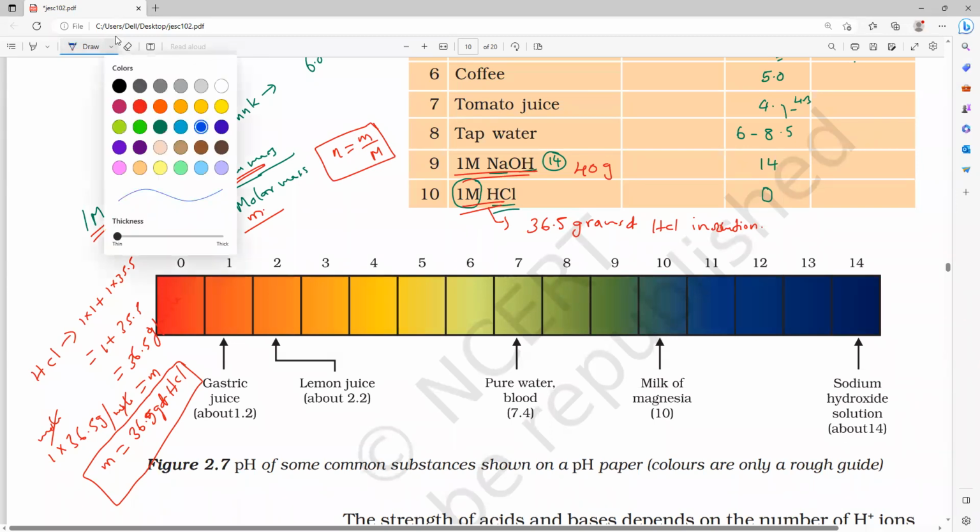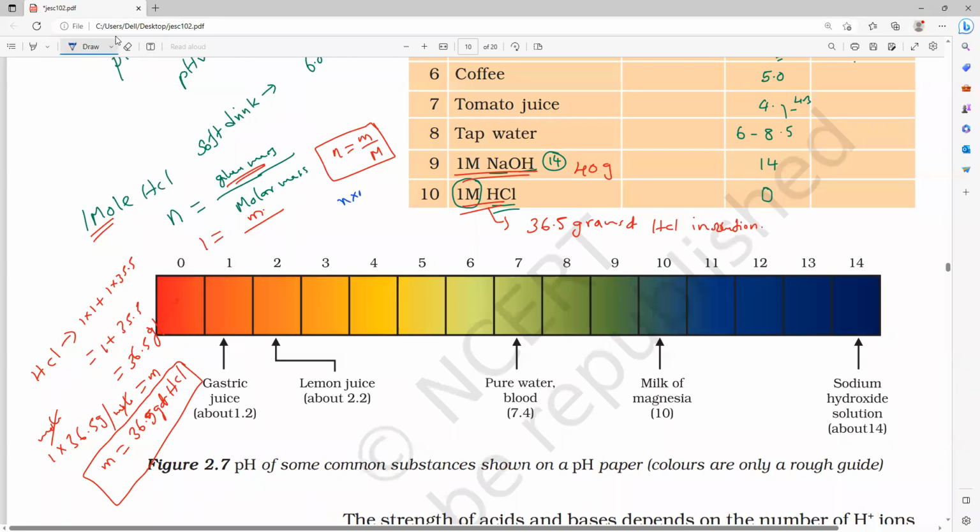So given moles N into given molar mass is equal to given mass. Mole is 1, molar mass: sodium 23 plus oxygen 16 plus hydrogen 1. So 23 plus 17 is equal to 40. So the mass is 40 grams. So 40 grams dissolved is how many moles?